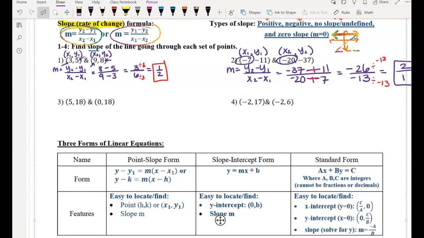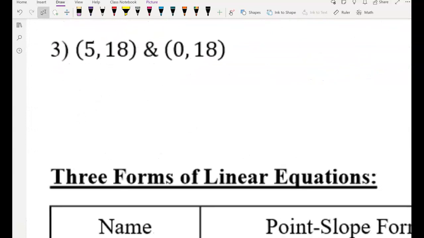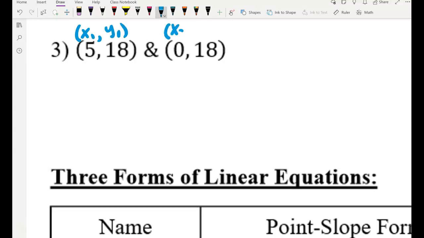So example 3, similarly, we have 2 points. We have 5, 18, so we can label it x1, y1, and then this is going to be our x2, y2, okay? And again, the slope is going to be, now if you want to change it up to y1 minus y2, that's okay too, as long as the denominator is the same. So we're just going to keep it consistent as y2 minus y1. That means the denominator is x2 minus x1, okay?